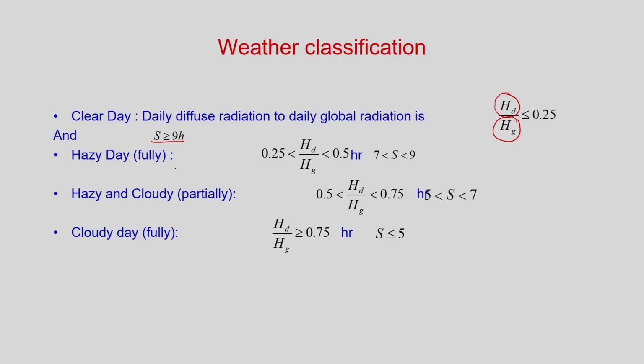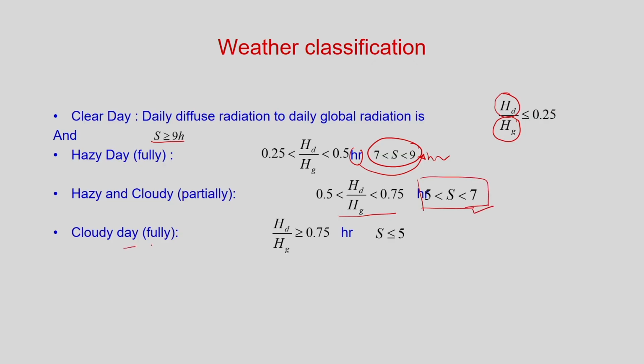And for a hazy day, this ratio is in between 0.25 and 0.5, and sorry, this hour should be here. So, this timing or say sunshine hour should be in between 7 and 9 hours. Accordingly, for a hazy and cloudy day, this ratio is in between 0.5 to 0.75, and this day length or sunshine hour is in between 5 to 7 hours.